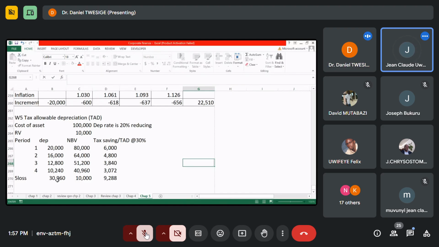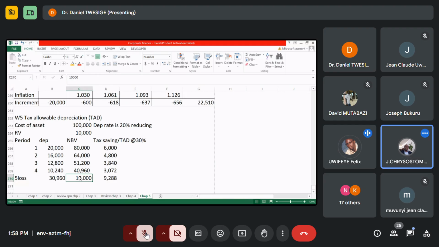Okay. So it seems the closing balance of the net book value for the fourth year is the opening balance of the fifth year. Yes. Okay. And the residual value of the asset at the end of the fifth year is 10,000, which was given in the question. Okay. Yeah. Understood. So that working is also finished.